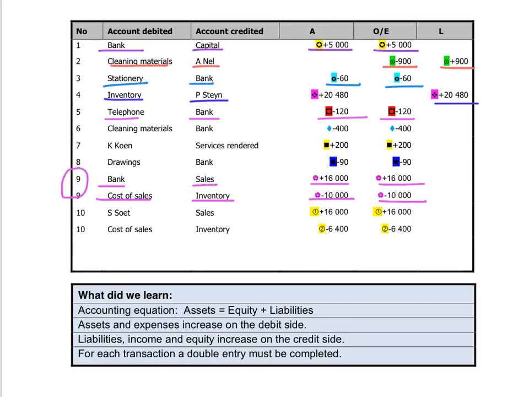So when we do a sales transaction in the perpetual inventory system, we will have two double entries. The first one will be at the sales price, and the second one will be at the cost price.